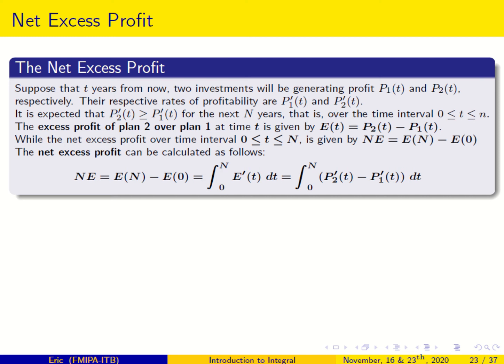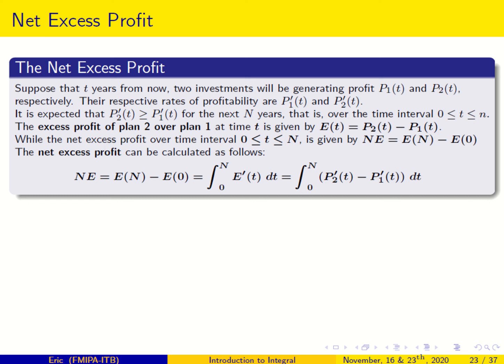And what about this one? E prime t is just P2 prime minus P1 prime. So the area between P2 prime and P1 prime from interval 0 until n, if P2 prime is higher than P1 prime, gives us the net excess profit of the P2 investment compared with the P1 investment.